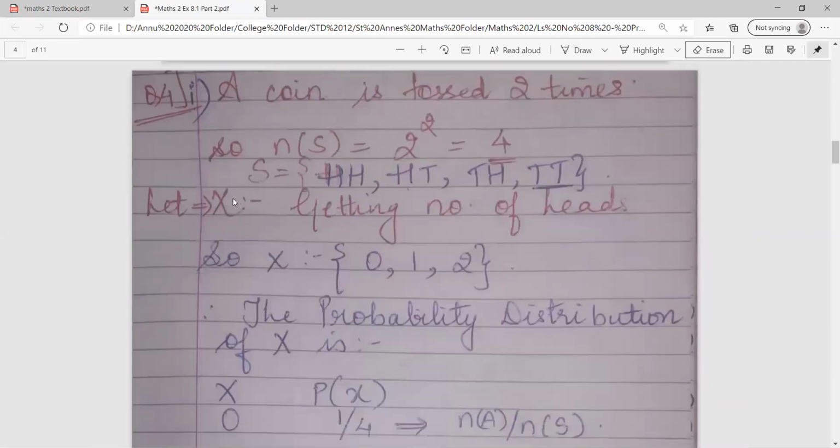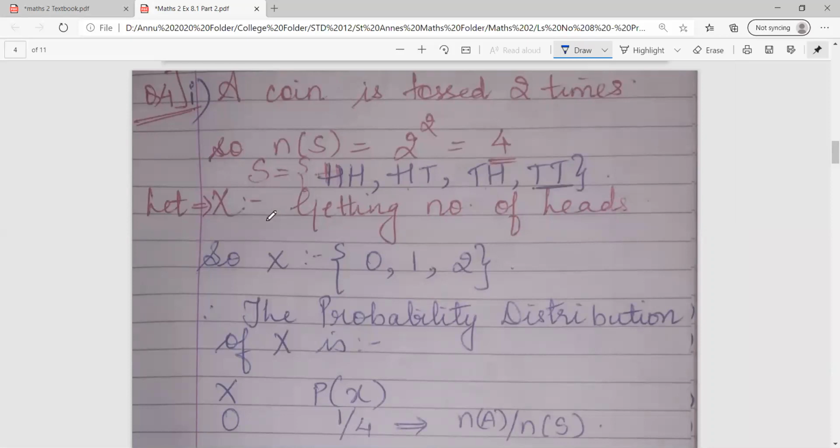Condition number 1, a coin is tossed 2 times. So what will be our sample space? Head and tail, there are only 2 possibilities. So this will remain constant, raised to 2 because you're tossing it 2 times. So the answer comes to 4. So the sample space I can write as HH, HT, TH, TT.